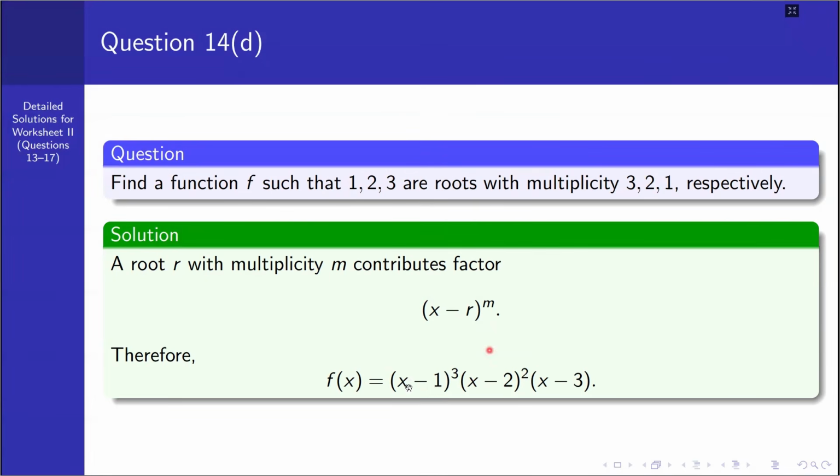For example, if we are asked to determine the degree of this polynomial function, the degree could be the sum of the multiplicities of the roots of the given polynomial function. So the degree is the sum of these multiplicities: 3 plus 2 is 5, plus 1 here is 6, so that this could be a function with degree 6.